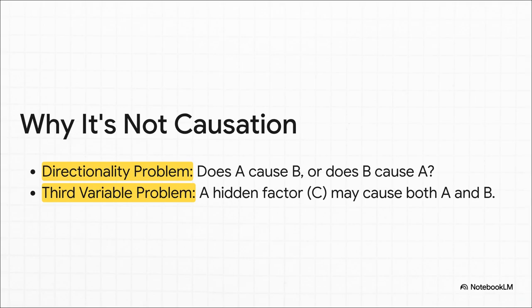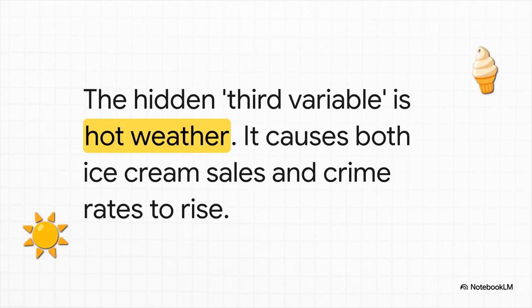And the second one, this is the one that solves our ice cream mystery, is the third variable problem. This is the idea that some other hidden factor, let's call it C, could be lurking in the background, secretly causing both A and B to happen at the same time. And that brings us right back to where we started.